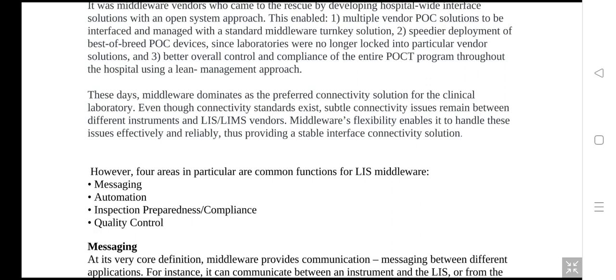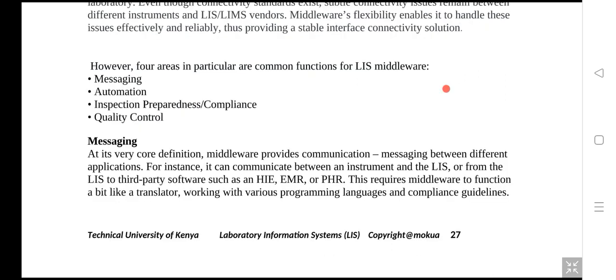The common functions of this middleware: one is messaging, two is automation, three is inspection, four is quality control. Those are the common functions of middleware. One is messaging, two is automation.